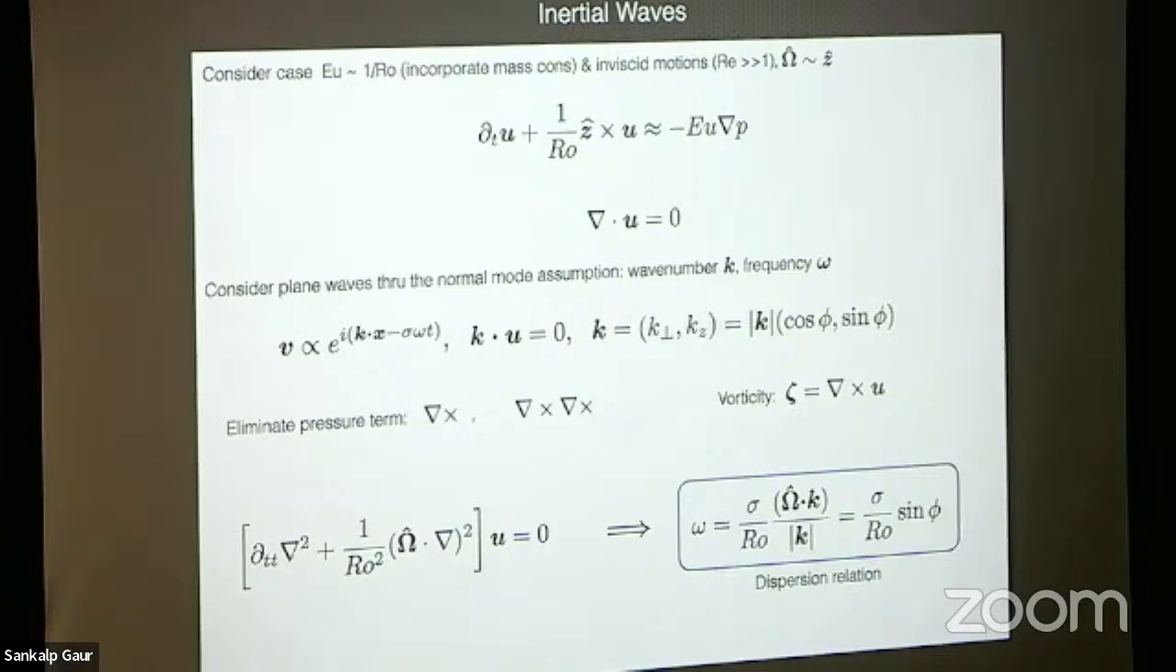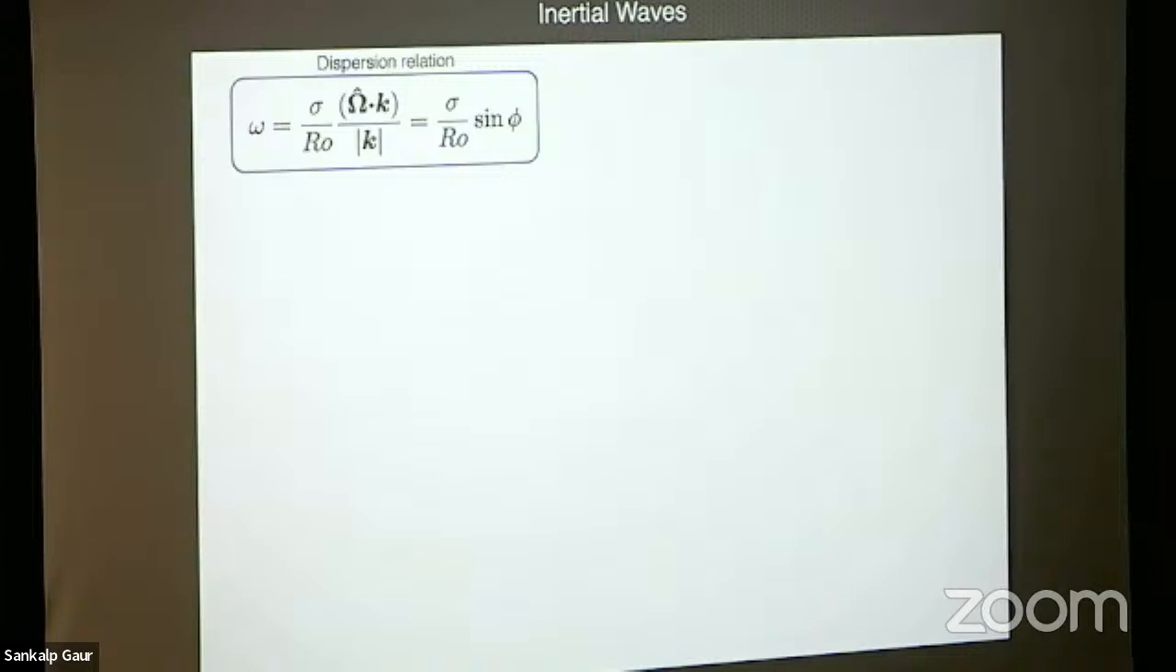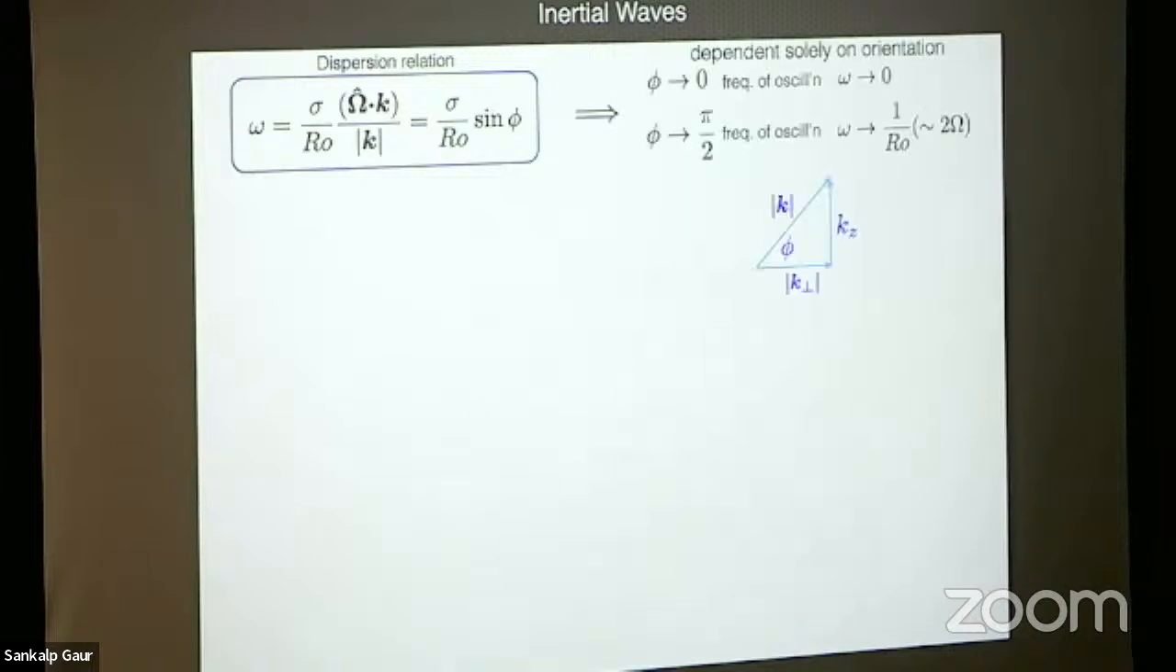Okay, so you get this dispersion relation, and let's play with this some more. Here it is, and let's see what we can extract from this. Just reading the dispersion relation, here's the wave number with its orientation phi. If you play with this, think about what happens to the frequency.